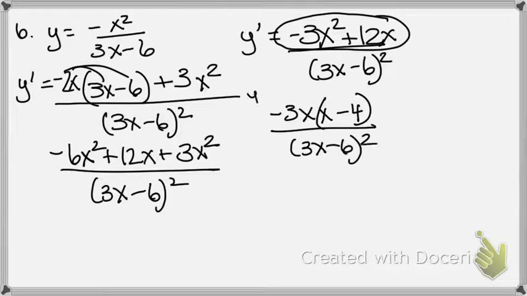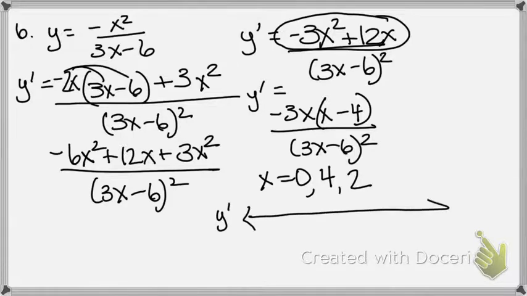So this is my factored derivative. Okay? Set each factor equal to 0. In the numerator, I get x equals 0 and x equals 4. In the denominator, if I set that equal to 0, I'll get x equals 2. I'm going to do a first derivative sign chart. 0, 2, and 4.